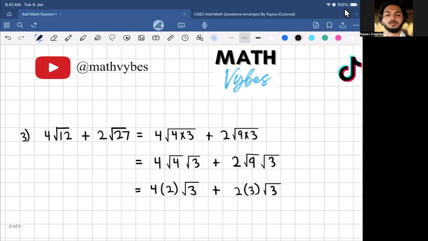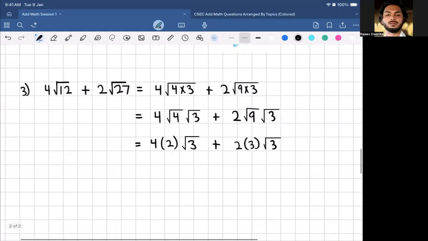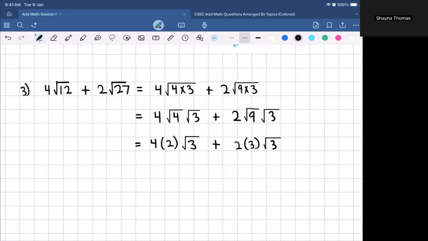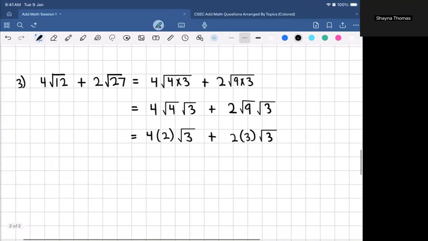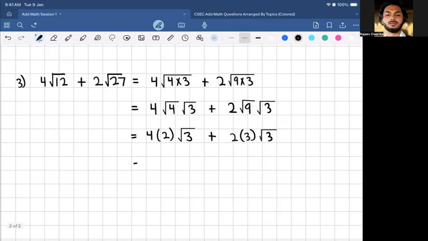You don't find surds easier than maths? I'll wait to find that out. You wait to find that out. Mm-hmm. Yeah. Fair point.